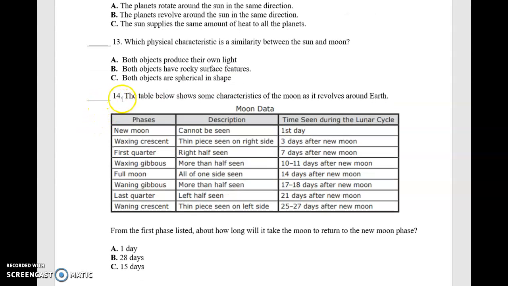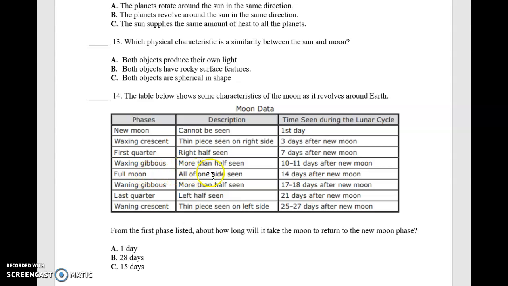Number 14. The table below shows some characteristics of the moon as it revolves around Earth. Moon data. Phases, description, time seen during the lunar cycle. New moon. Cannot be seen, first day. Waxing crescent. Thin piece seen on the right side, 3 days after the new moon. First quarter. Right half seen, 7 days after new moon. Waxing gibbous. More than half seen, 10 to 11 days after the new moon.